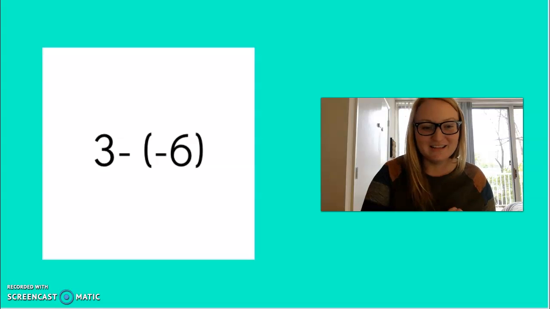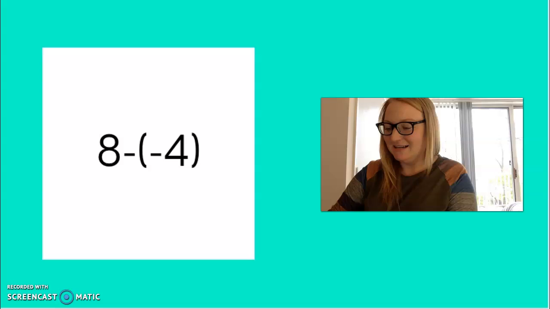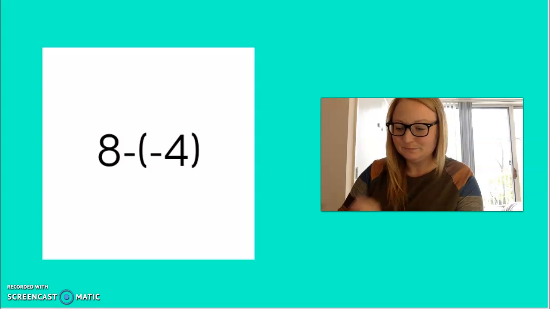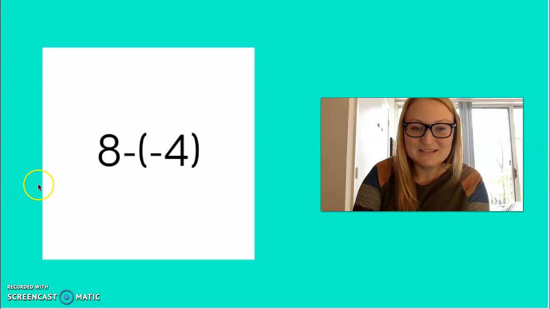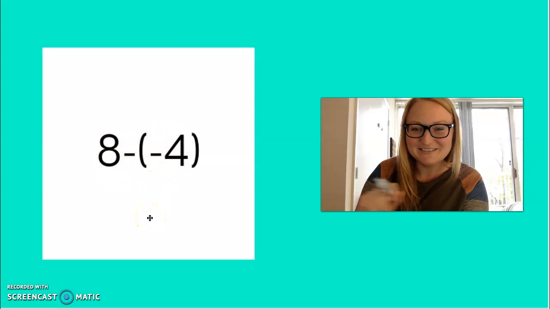All right, let's give another one a go here. Here we have 8 minus negative 4. Again, copy down your subtraction problem. And some of you might be noticing something about what happens when we have 2 negatives. Double negative actually makes a positive.